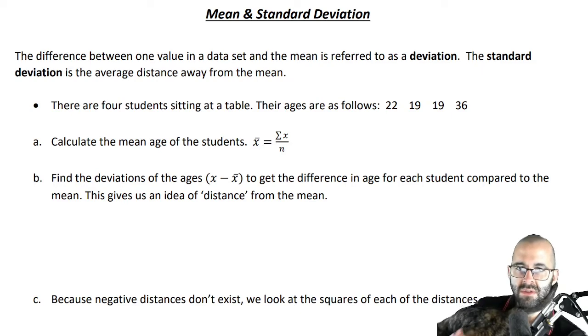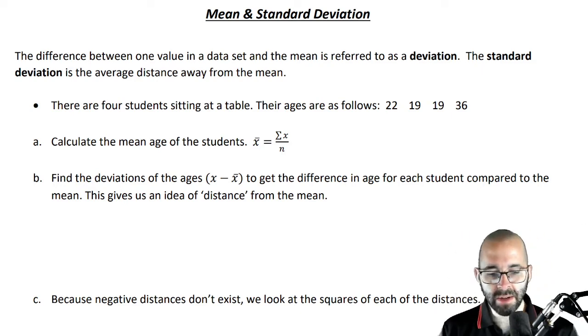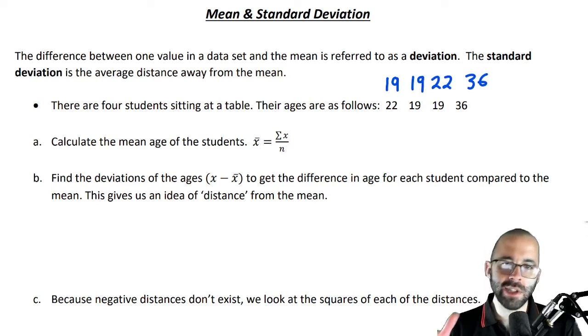There's 4 students sitting at a table, and these are their ages, okay? Right off the bat, I'm going to reorder this 19, 19, 22, 36. I'm going to reorder it just so that it's smallest to largest, okay? You don't always have to do that, but you could.